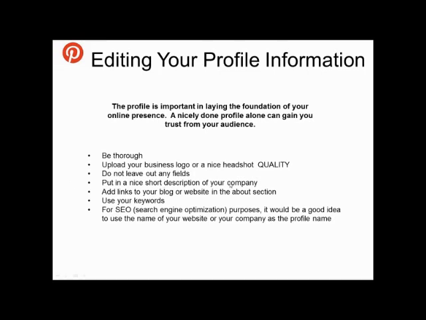Put in a nice short description of your company. Add links to your blog or website in the About section. Use your keywords for SEO, search engine optimization purposes. It would be a good idea to use the name of your website or your company as the profile name. I'm big about branding your name, because when people search on Google, you want your name. If they go to Prudential or Remax or Keller Williams, they might not find your name. If they go to Scott Hutchback, they're going to find Scott Hutchback, and that's what you want. When you're building your brand on social media, people are going to search your name. They're going to remember you, not the company you work for. So just keep that in mind.